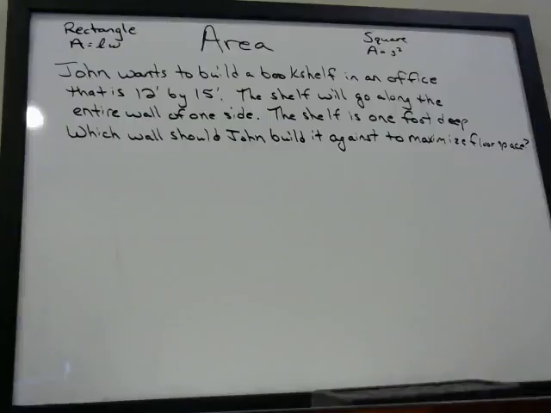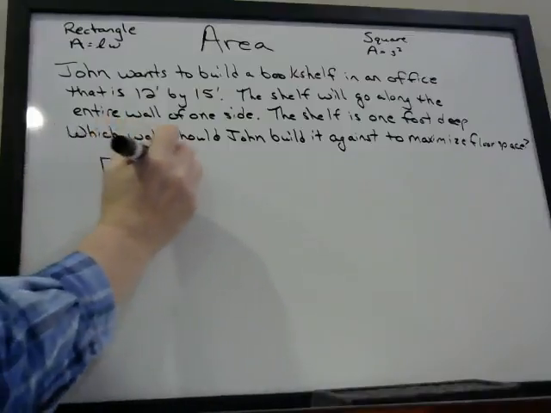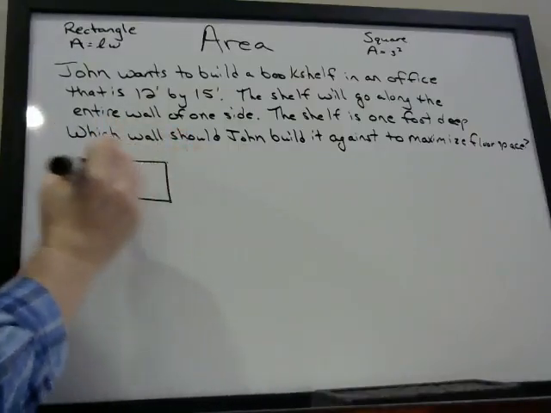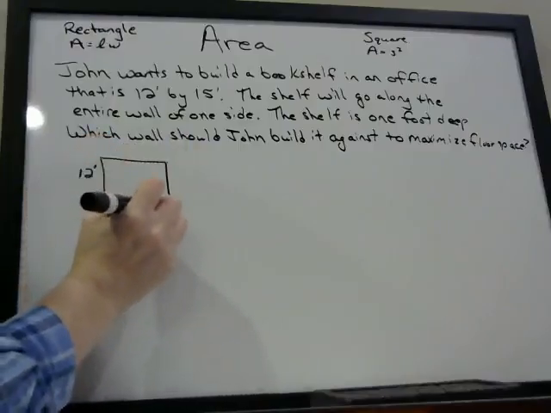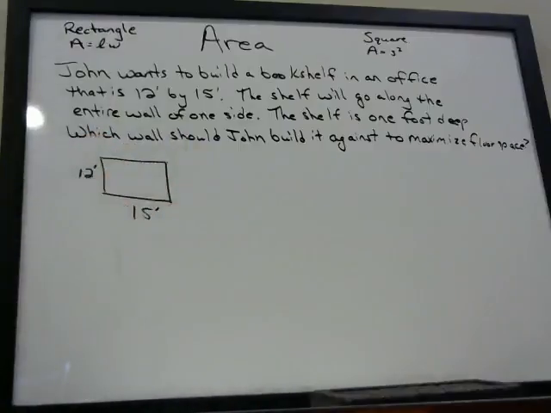So we want to have the most floor space, and you can think of that as an area problem because it's how much space you have inside. So again, read the question again and think about what they are asking you. He wants to build a bookshelf, okay? He has an office that's 12 feet by 15 feet. The shelf is going to go along the entire wall of one side, so he's going to build it the entire length, and it's 1 foot deep.